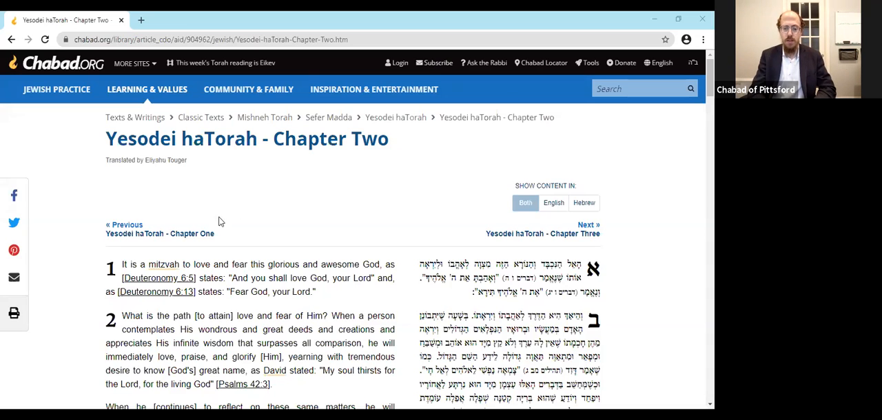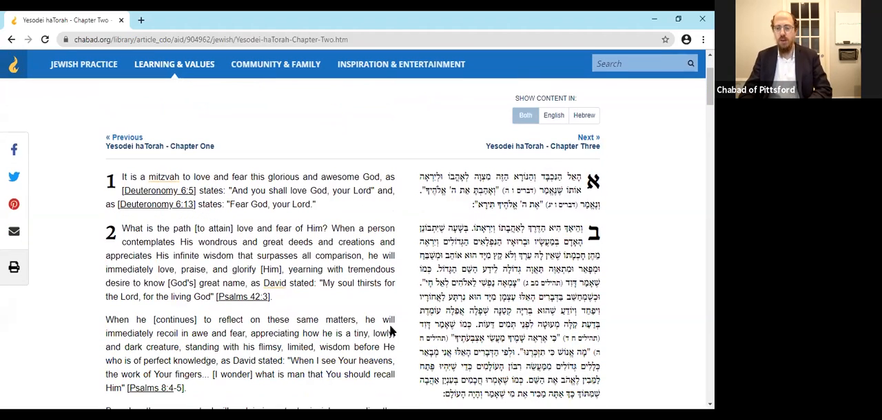Maimonides, chapter 2. It is a mitzvah to love and fear this glorious and awesome God. Fear meaning awe, not dread. It quotes the verses: in the Shema, you shall love Hashem your God, and it says elsewhere, you shall fear your God.